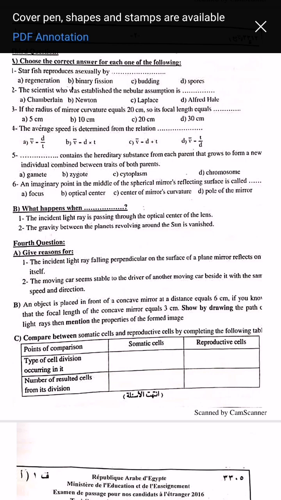The number of resulting cells from each division: somatic cells produce 2 new cells, each containing the complete number of chromosomes, 2n, but reproductive cells produce 4 new cells after the end of the division, each containing half the number of chromosomes, which is n.